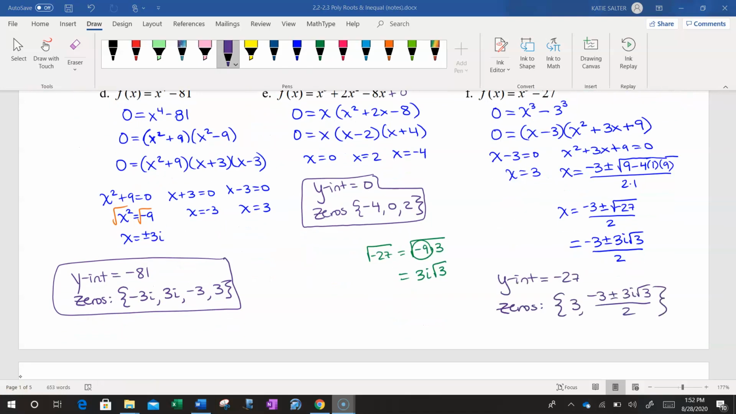All right, so let's put our y-intercept and our zeros. Our y-intercept is negative 27, that constant term. Our zeros are 3.